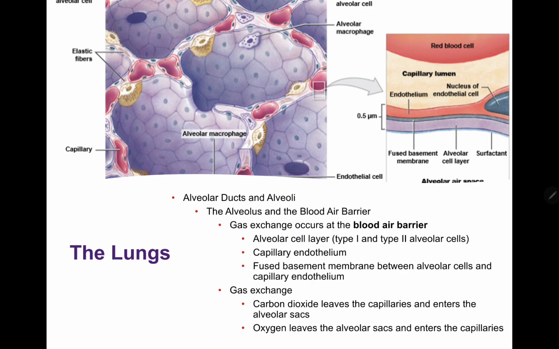occurs. The body will bring carbon dioxide toward the lungs for carbon dioxide to leave the capillaries and enter the alveolar sacs. That's how we are able to release carbon dioxide from the body. However, when we inhale and bring oxygen into the body, it's going to travel down to the alveolus, and that oxygen will leave the alveolar sacs and enter the capillaries. Remember, oxygen and carbon dioxide are small molecules that are able to easily, rapidly diffuse through this simple squamous cell, these type 1 alveolar cells.